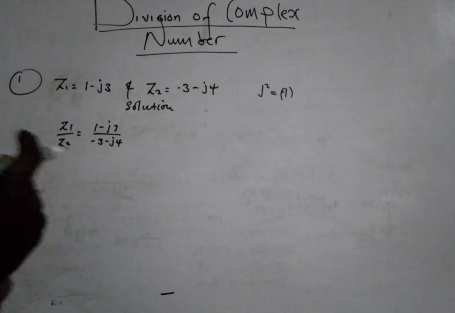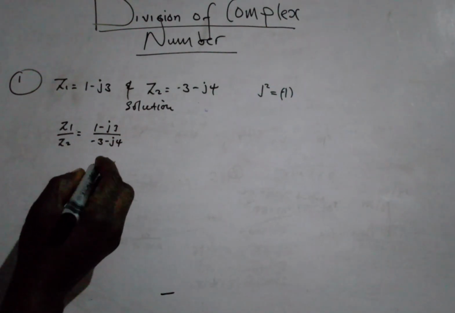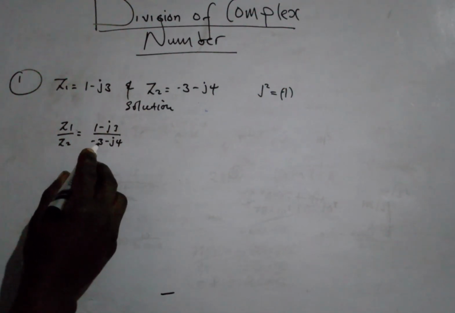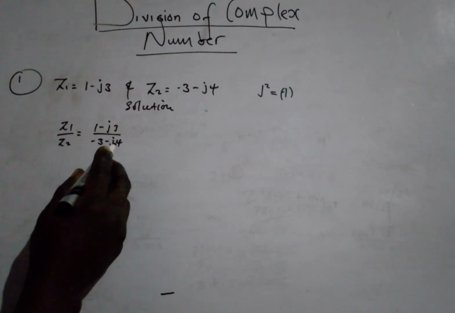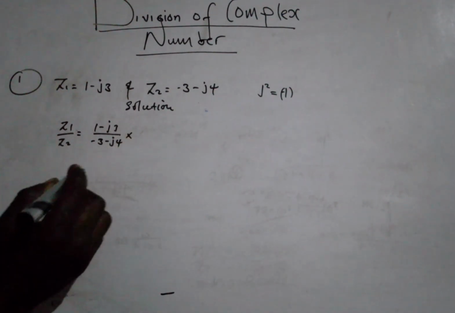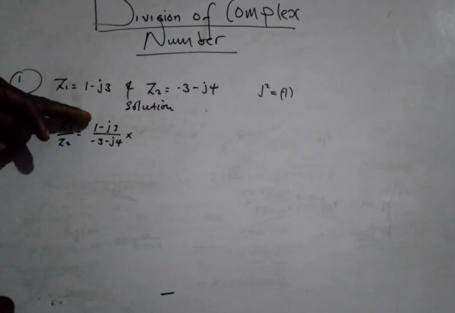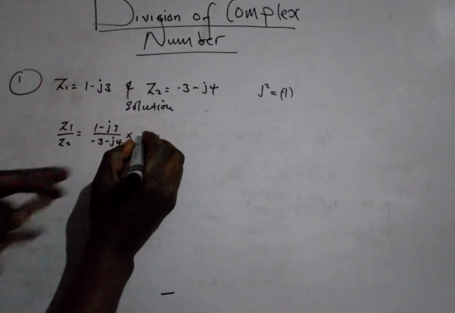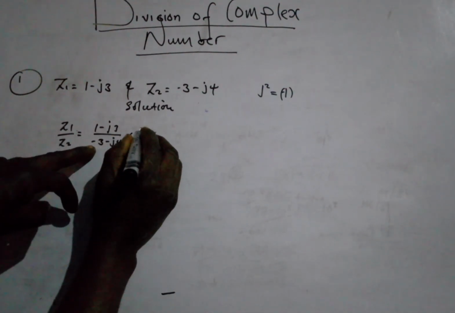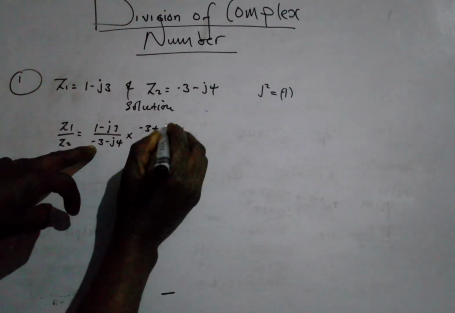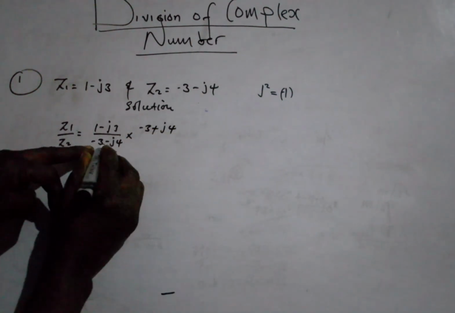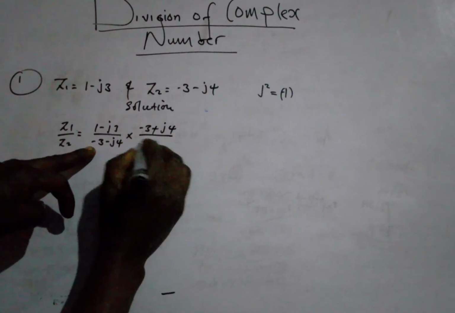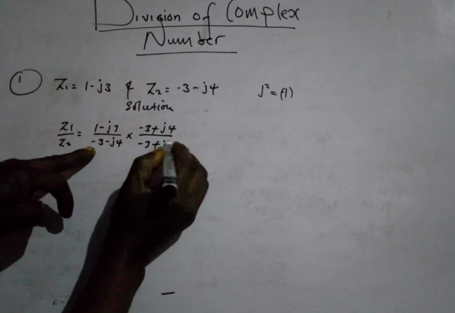If you can see this question, the way of starting it, you must look for the conjugate of minus 3 minus i4. This conjugate you are going to multiply with the denominator and the numerator. So our conjugate is minus 3 plus i4. The sign changes to positive as the conjugate. Same here, minus 3 plus i4.